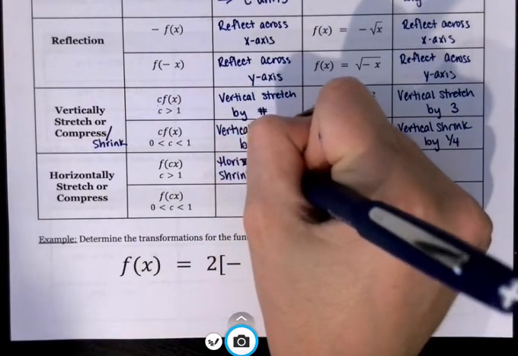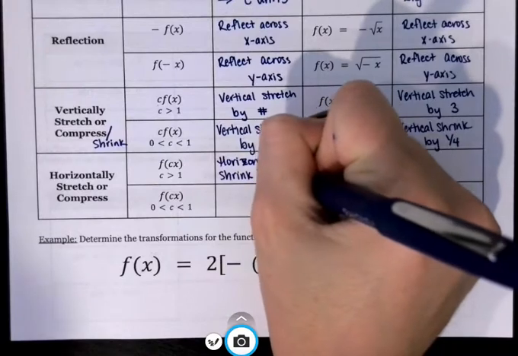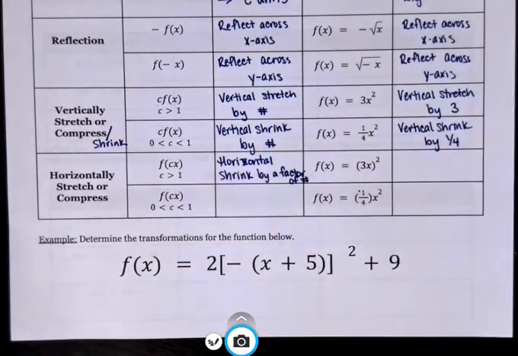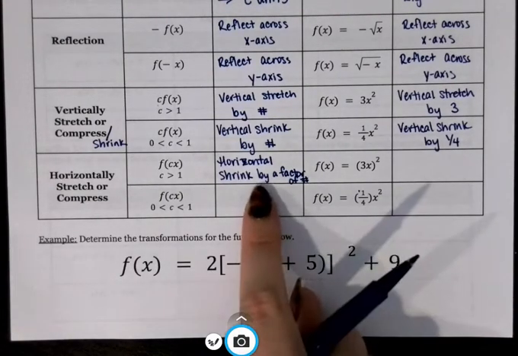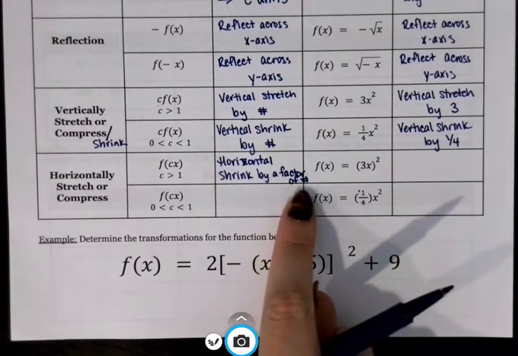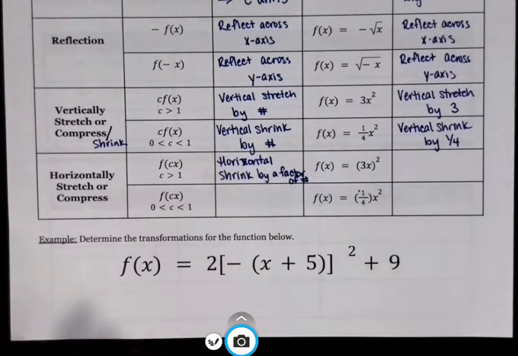And we're going to say by a factor of whatever the number is. So technically, it is being shrunk by the reciprocal of that number. So if it was 5, it's being shrunk by 1/5. If it was 2, it would be a horizontal shrink by 1/2. But to make it a little bit easier, we can say by a factor of that number because that fraction is a factor of whatever number we see.